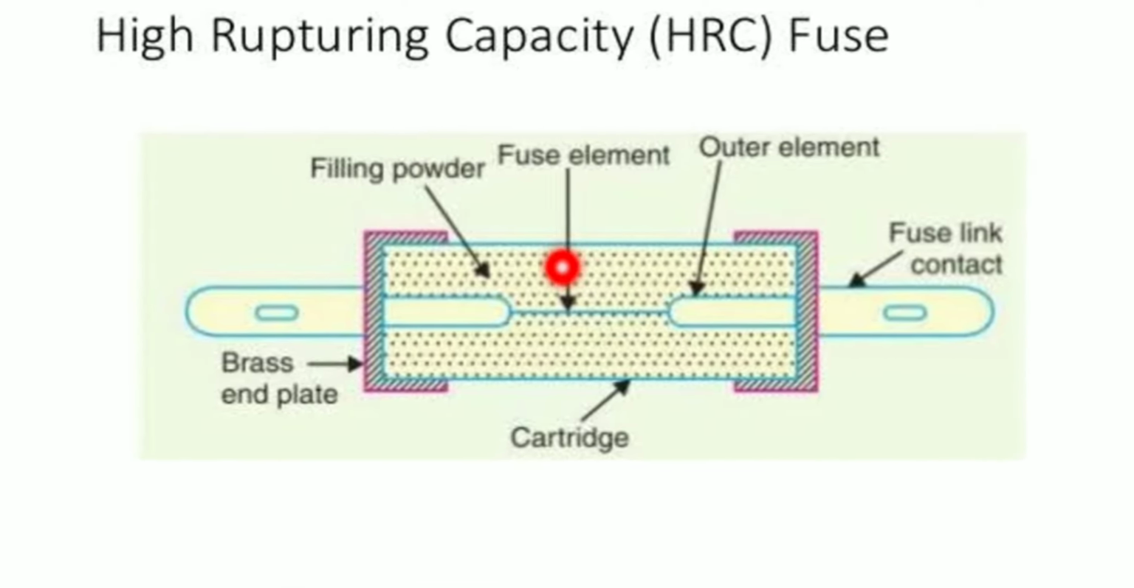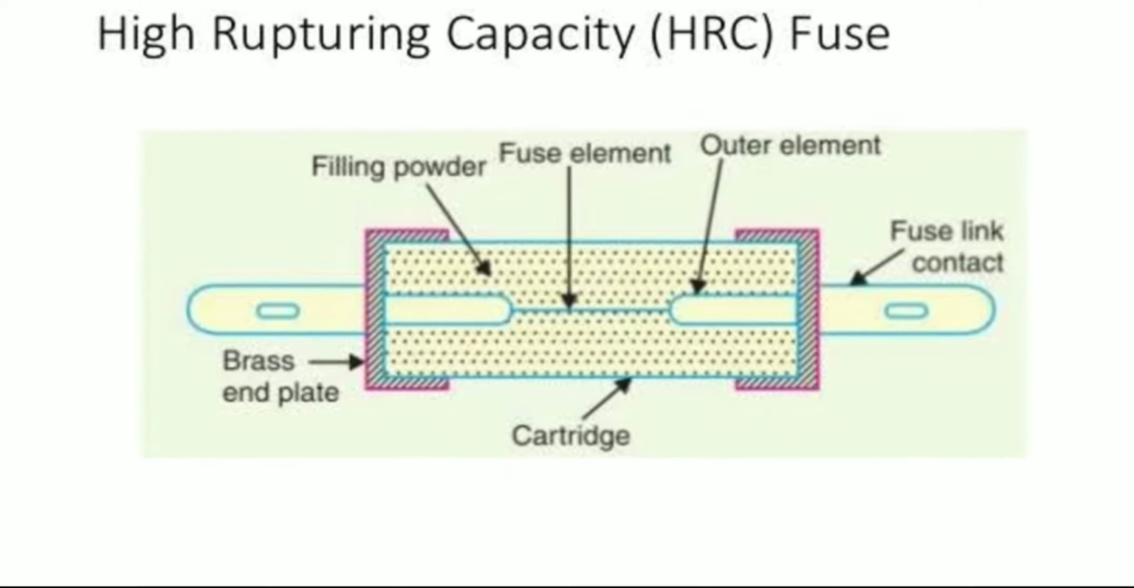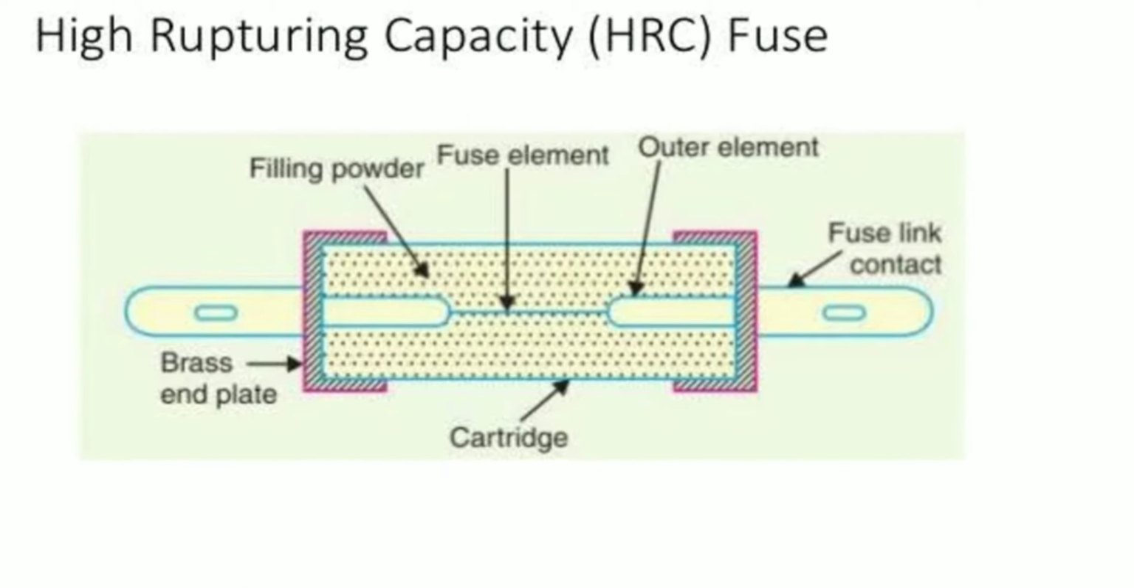See here, the enclosure is like a glass tube. This is the cartridge. So this is the glass tube. The enclosure of this HRC fuse is a rectangle, the enclosure it is. The enclosure of this HRC fuse is either of glass or a ceramic body.